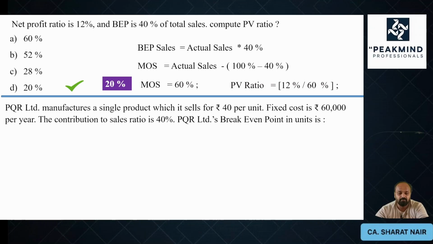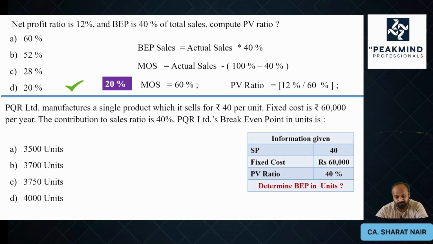So there is a company which manufactures a single product whose selling price is 40, fixed cost given is 60,000, and then PV ratio. Another way they have used is contribution to sales ratio, which is also known. However, some people may not have heard this word, so I'm stressing on it, which is 40%. They are asking us to find out break-even point in units.